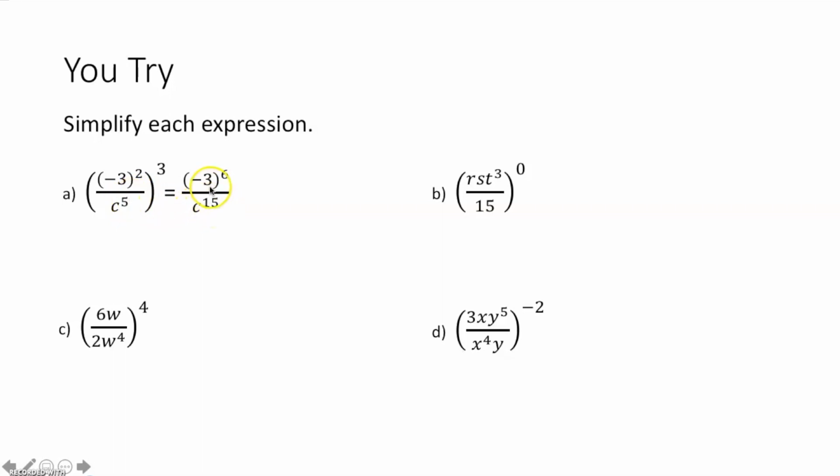Now, is there anything else we can simplify? Yeah, negative 3 to the sixth power, we can actually multiply that all out. Negative 3 times itself 6 times is going to give you 729.